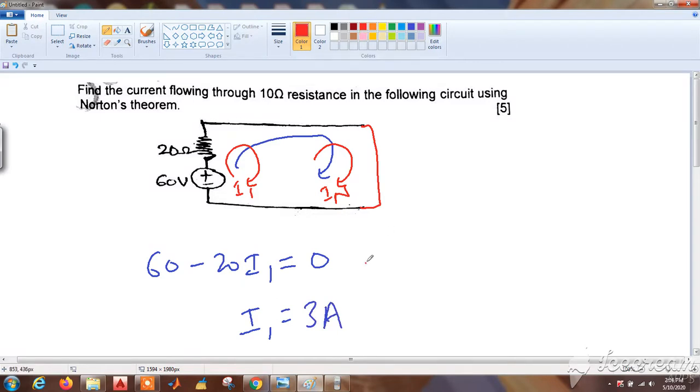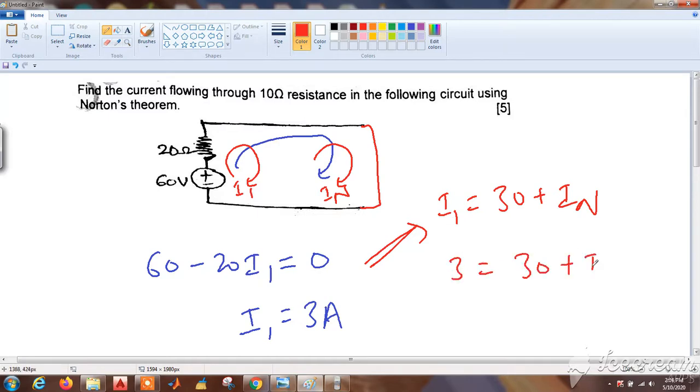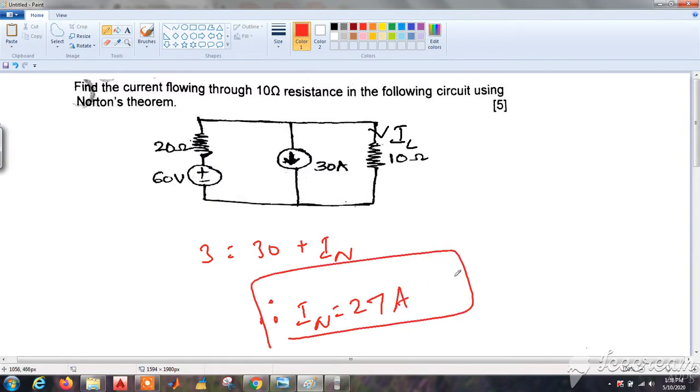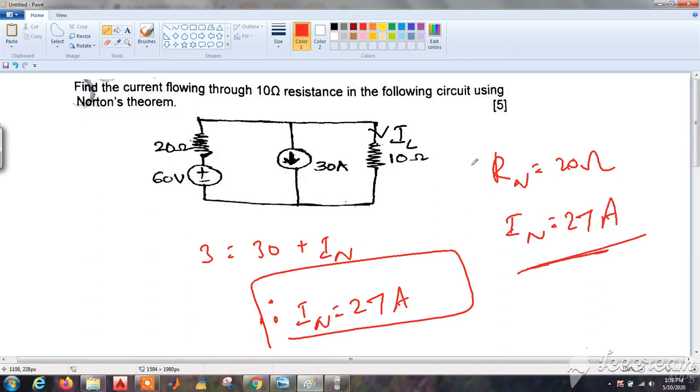Now from equation 1 we already had I1 equal to 30 plus IN. Let us substitute 3 amperes for I1, that is 3 equals 30 plus IN. Therefore IN is equal to 30 minus 3, that is 27 amperes. This is our Norton's current IN. Now we have Rn equal to 20 ohms and IN equal to 27 amperes. Let us assign these values in Norton's equivalent circuit.